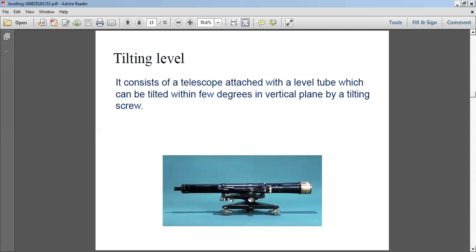Let us start with the tilting level. In this case, we can't rotate the telescope, the telescope from where we are seeing the readings. We can't tilt the telescope fully, just to some extent. If you are taking a reading, you place the tilting level and have to measure the reading in that direction only. If you want to use the tilting level in any other direction, then we have to move the instrument to take the reading. So there are some limitations of the tilting level also.